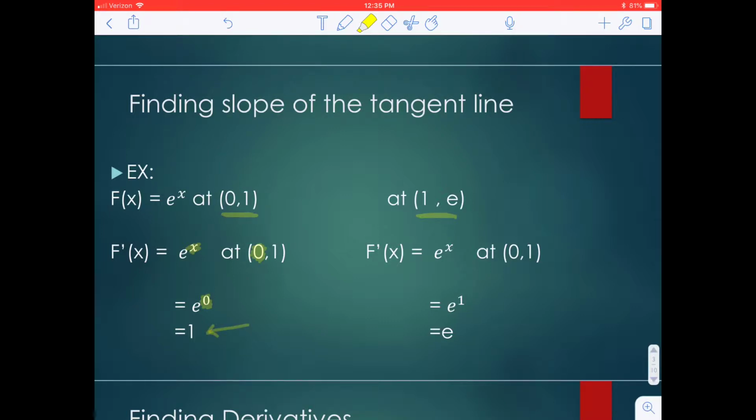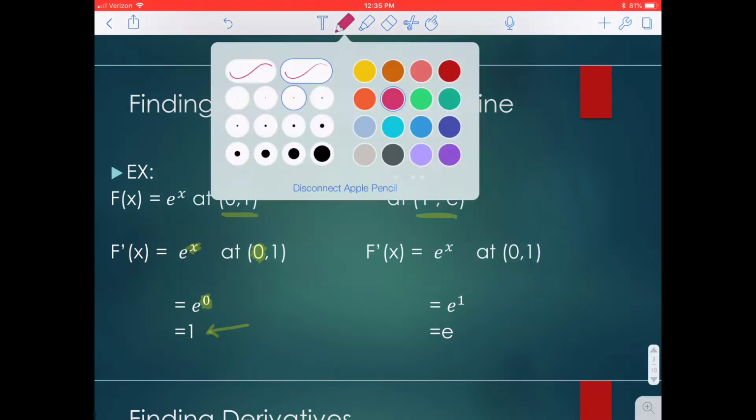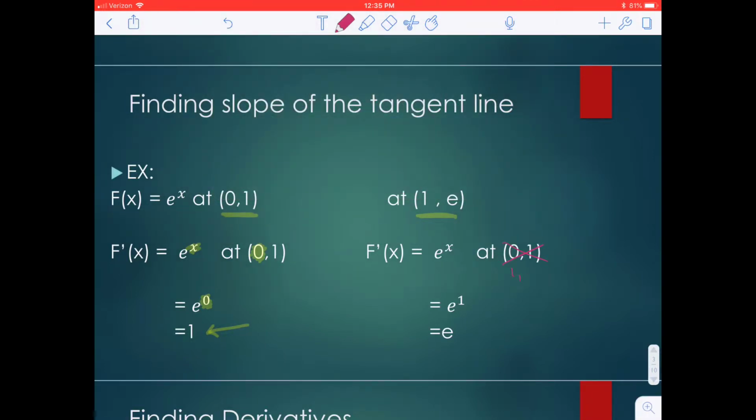And in the second one, when I find the derivative, I'm going to go ahead and plug in that x value. And I actually typed the same thing. I don't know why I did that. I apologize. So let me get rid of that and write right on top of that. So this shouldn't say (0, 1). This should say (1, e). But I would go ahead and replace the x with 1, and e to the first power is going to equal just e. And thus I have found the slope of the tangent line.